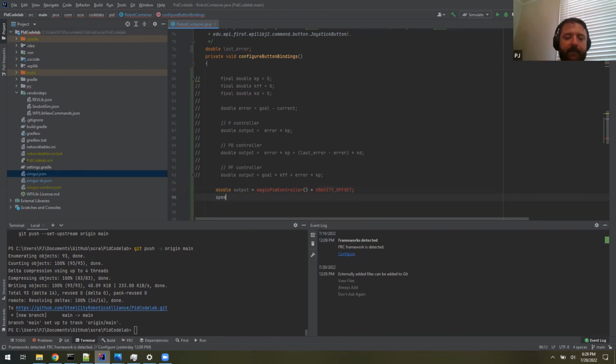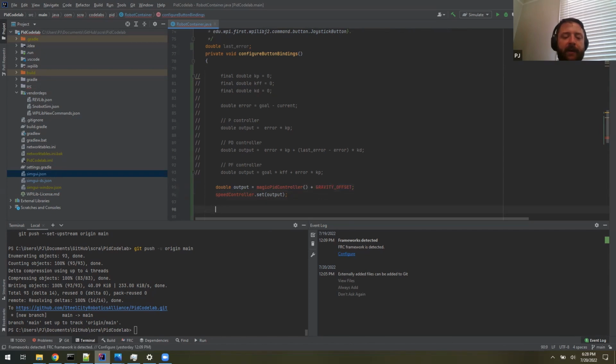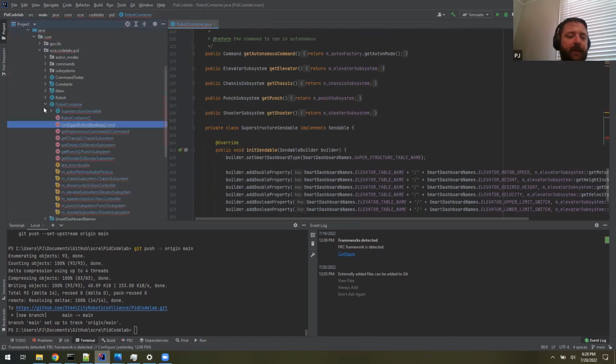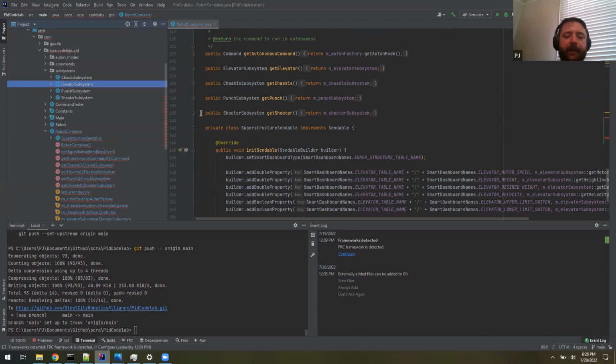Well, this is how you would do it with the WPI PID controller. They would give you a base value, and then you would add the gravity offset to it. If you were doing one of the speed controllers that has it built in, it looks a little bit different, but there's a way that you can add arbitrary stuff to it.